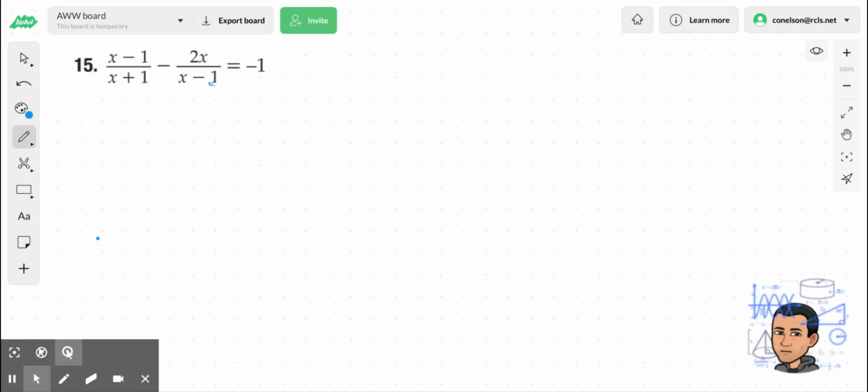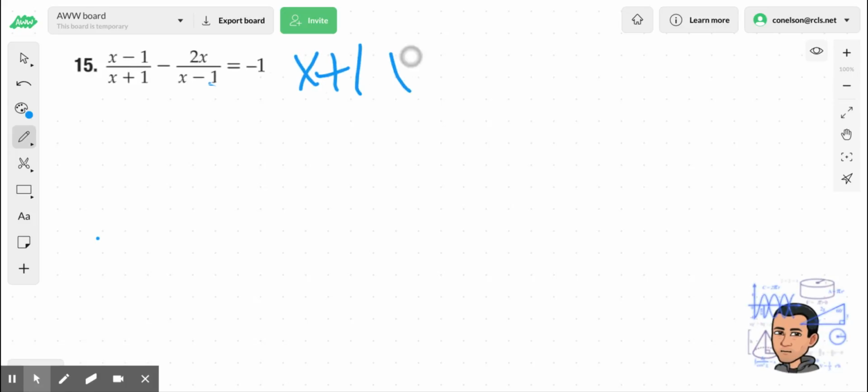All right. So 15. Ooh, this one's just ugly, because I look at each part and I see they have an x plus 1 and an x minus 1. Wow. X plus 1, x minus 1. I think if I remember right, I'm going to keep them separate for now. That means each part needs to get x plus 1 and x minus 1.